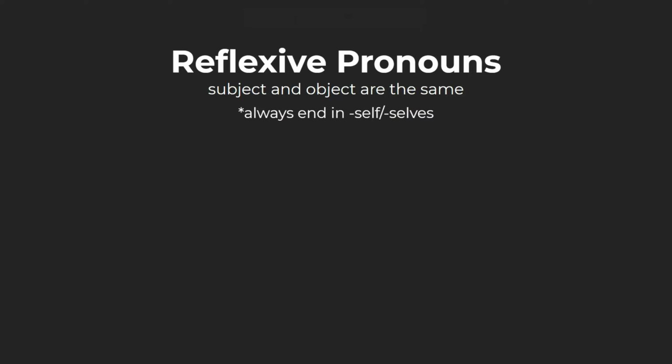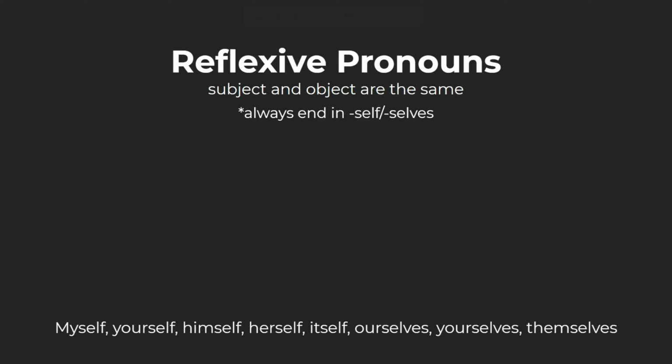Moving on, we have reflexive pronouns. We use reflexive pronouns when the subject and object of the sentence are the same. In other words, when we do something to ourselves or when someone does something to themselves. Reflexive pronouns always end in self or selves. They include myself, yourself, himself, herself, itself, ourselves, yourselves, and themselves. When using the reflexive tense, I always pairs with myself, he pairs with himself, etc.